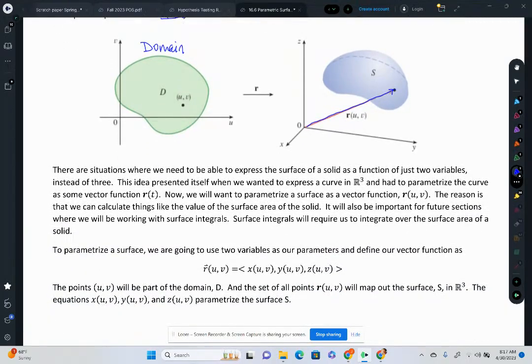Let's see. So there are situations where we need to express the surface of a solid as a function of just two variables instead of three. And there are several, but the most important ones for us are going to be being able to find the equation of a tangent plane as a vector, as a parametric surface. And then we're going to be using that in order to be able to calculate the surface area. And I'll get more into detail on that in a little bit.